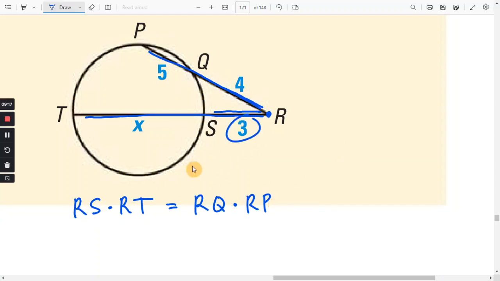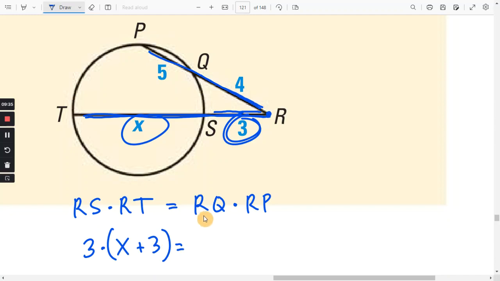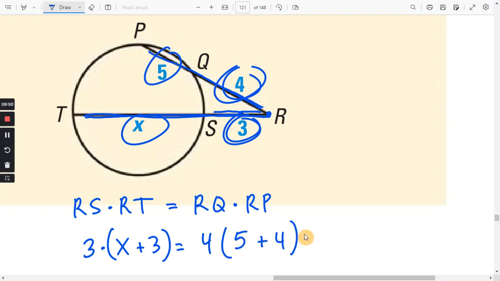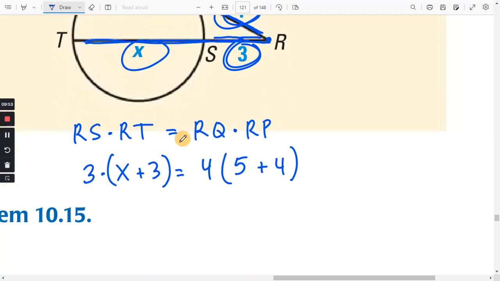RS is this right here, that's a 3. RT is going to be the whole thing, so that's going to be X plus 3. So we need parentheses. X plus 3. RQ is this piece right here, that's just 4. And RP is going to be this whole thing, that's 5 plus 4. All right, you could write 9 if you want to, but I want to write all the little steps.